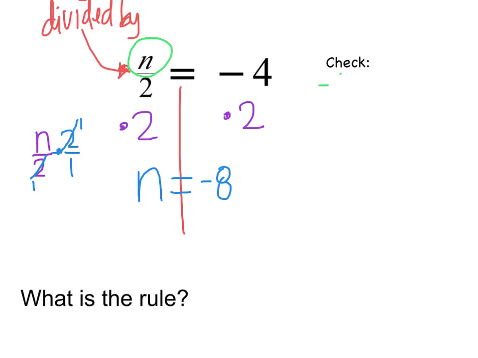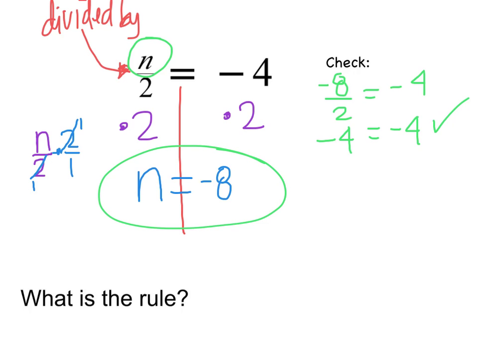So I'm going to write -8 divided by 2, and I want to see, does that equal -4? Well, I know the right-hand side is -4, so I'm going to type into my calculator, -8 divided by 2, and indeed, I do get -4. Since these are both the same number, I know that n equals -8 is my final answer.